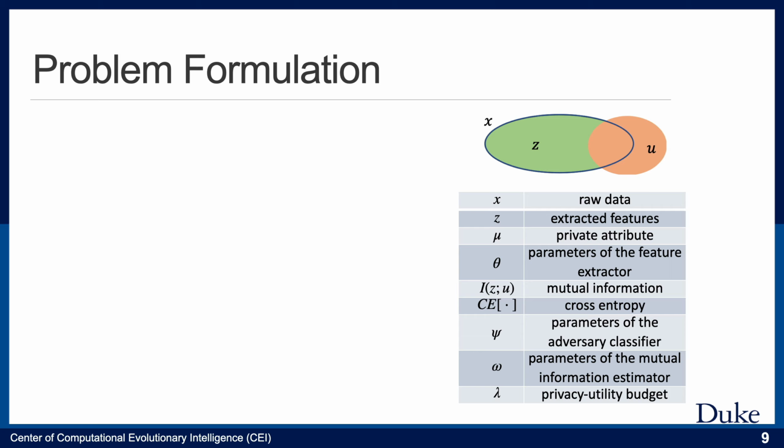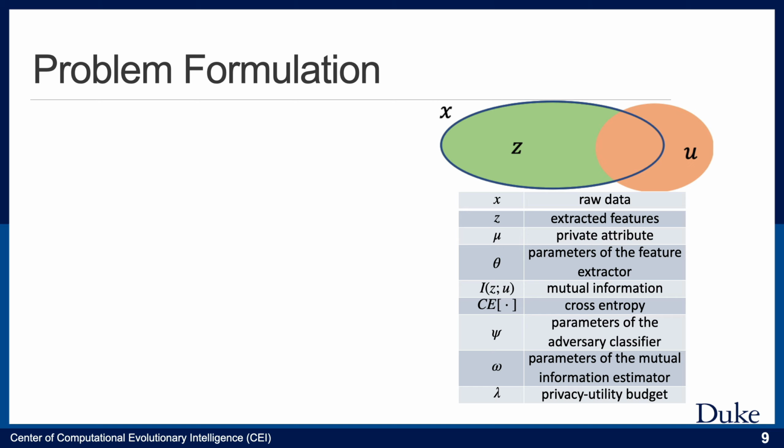The goal of the feature extractor is twofold. The first one is to make sure the extracted features convey no private attribute. The other one is to retain as much information of the raw data as possible to maintain the utility for primary learning tasks. As the figure shows, we use X to represent the raw data, Z for the extracted features, and U as a protected private attribute.